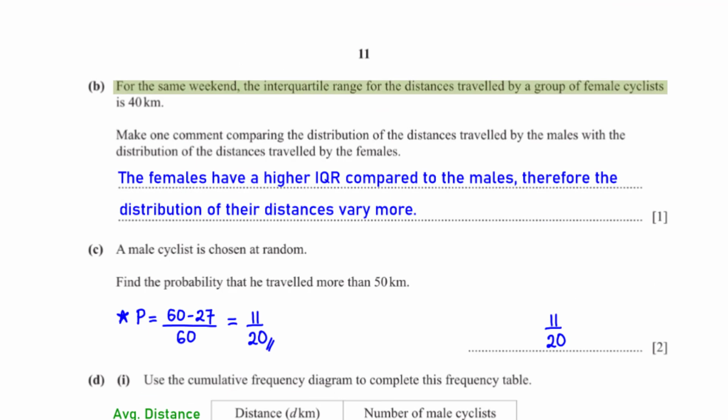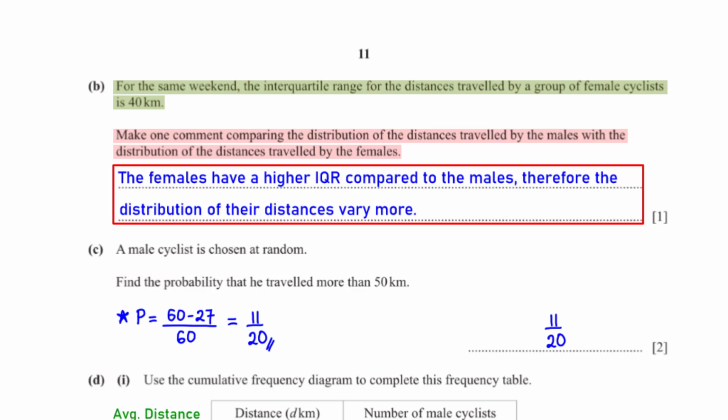For the same weekend, the interquartile range for the distances traveled by a group of female cyclists is 40 kilometers. Make one comment comparing the distribution of the distances traveled by the males with the distribution of the distances traveled by the females. When we compare the interquartile range for the females, which is 40 kilometers, to the interquartile range of the males, which is 26 kilometers, we see that the females have a higher interquartile range compared to the males. Therefore, the distribution of their distances vary more.